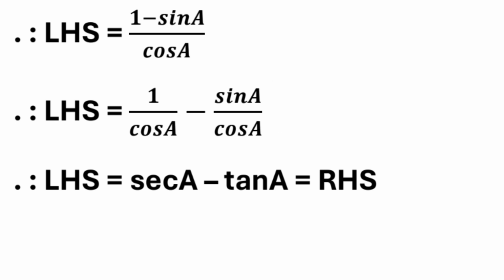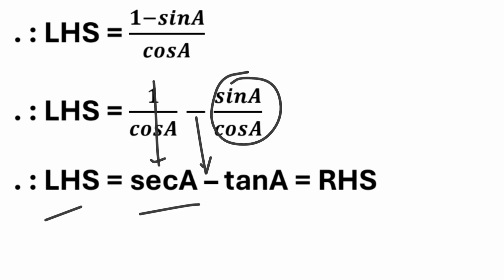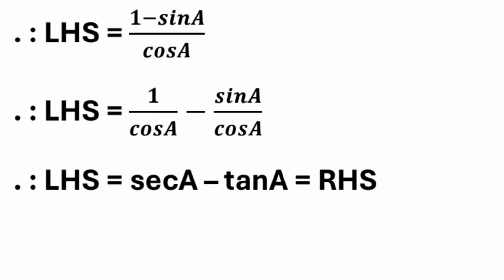By applying the formulas for 1 upon cos A and sin A upon cos A, LHS is equal to, 1 upon cos A means sec A, this minus sign here, and the formula for sin A upon cos A is tan A. Therefore LHS is equal to sec A minus tan A. This is equal to RHS.